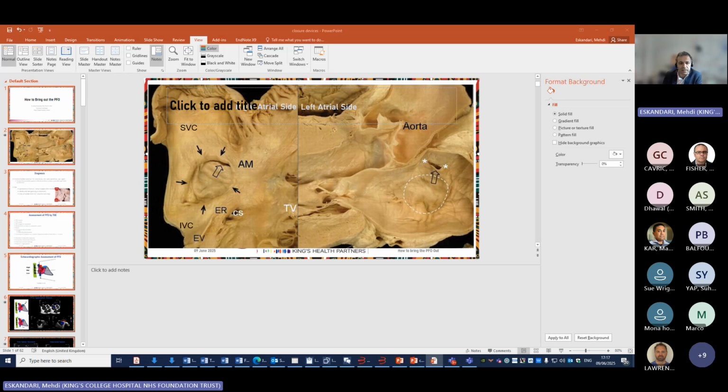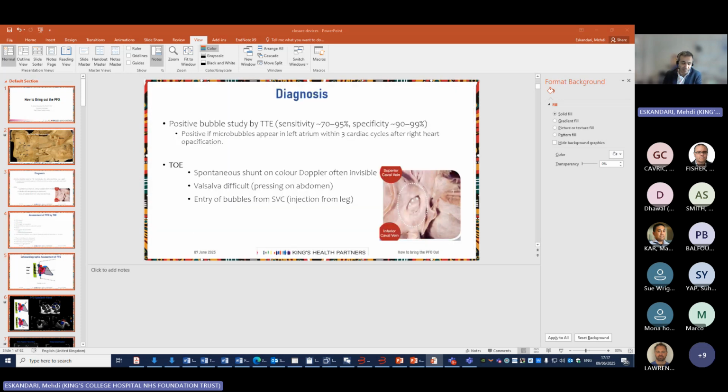How to diagnose it? The first step, and perhaps the most important one, is the bubble study by transthoracic echo, with excellent specificity and also very good sensitivity. You can see that the sensitivity is a bit wide, and that's all dependent on how strong and effective your Valsalva maneuver is during that transthoracic echo. TOE is limited in terms of the actual contrast, unless you see the colored Doppler shunt.